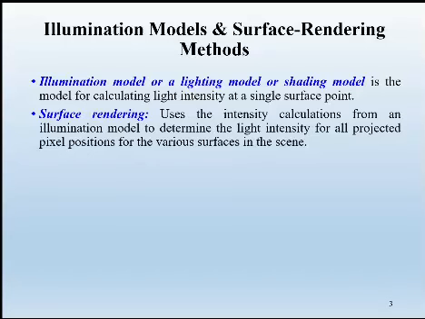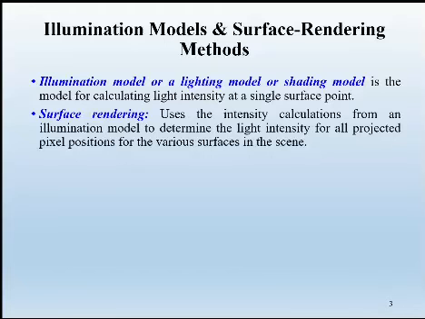Initially we are going to see only the definition, what is actually meant by illumination model and surface rendering, and then we start with the light sources. Illumination model is also known as lighting model or shading model. It is the model for calculating the light intensity at a single surface point of a particular object. Means at a particular point on the object surface we find out its light intensity. So that is known as illumination model.